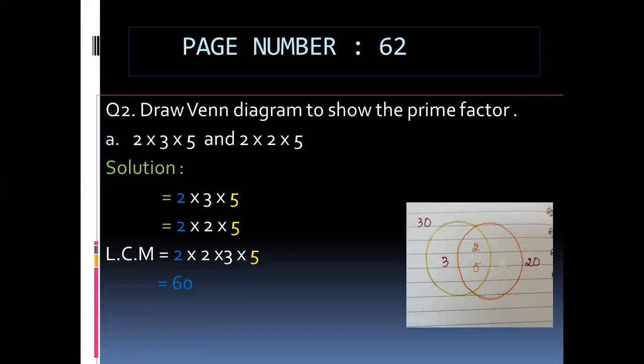3 is left in the first set and 2 is left in the second set. So we write 2 in the other circle. The LCM is 2 multiplied by 2 multiplied by 3 multiplied by 5, because 5 and 2 are both common. 2 fives are 10. 2 is left in the second part and 3 is left in the first part. So after the multiplication we get 60. You must write 2 in the other circle because 2 is uncommon in the second set of the prime factors.